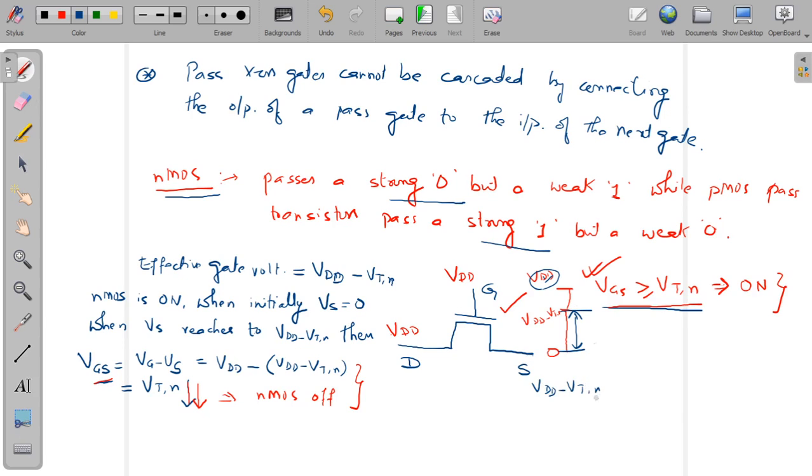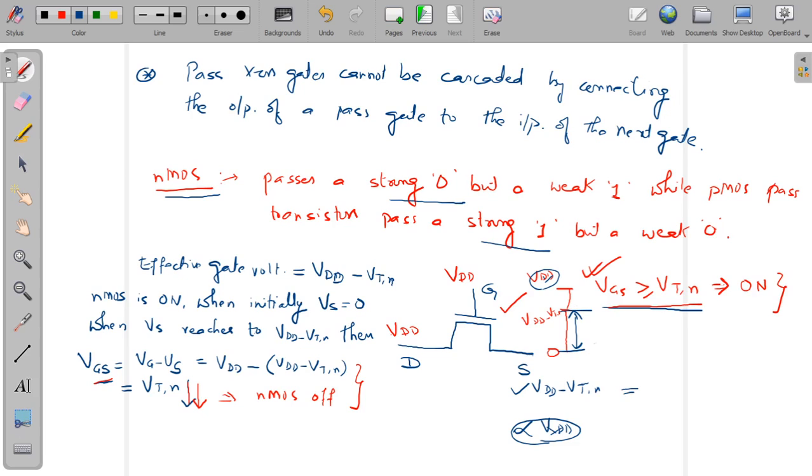But we wanted this source to be at VDD, the maximum, but we are not reaching the maximum value; rather we are reaching only VDD minus VTN. We are not able to satisfy this. So it means that there is a degradation of the output voltage by a value equal to VTN, the threshold voltage of the N MOSFET.